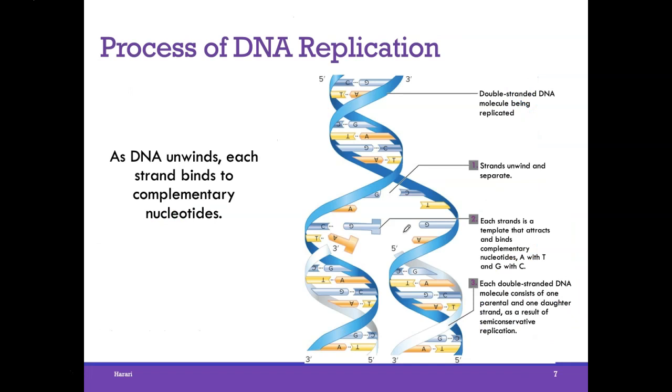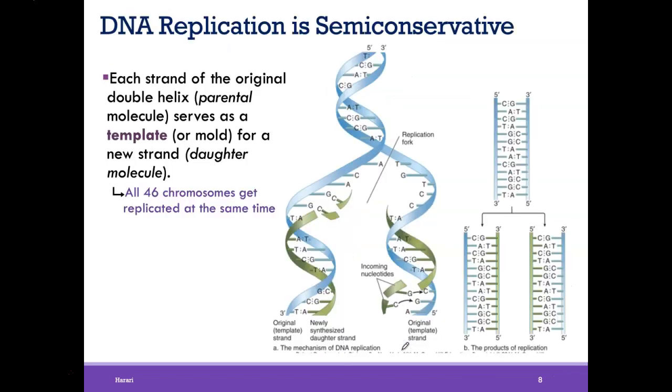So again, step one is the strands have to separate by DNA helicase. Each strand serves as a template that attracts and binds complementary nucleotides. So if there's a C, then a G will be put in. If there's a T, then an A will be put in. And at the end, each double-stranded DNA molecule will consist of one parental and one daughter strand as a result of semi-conservative replication.